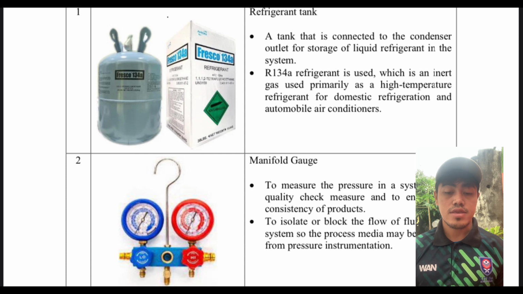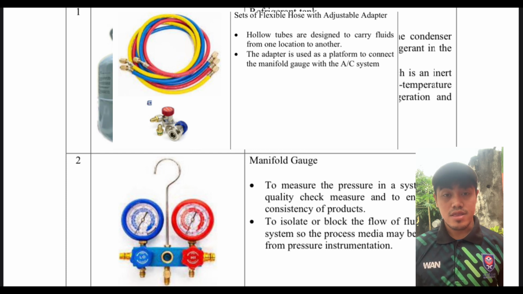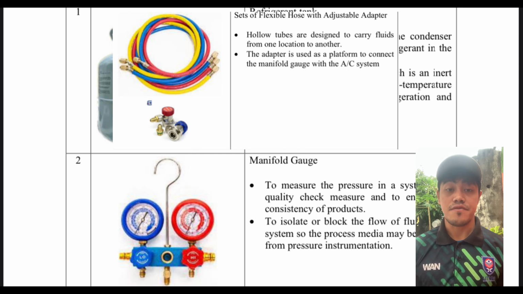The third one is the set of flexible hose and the adapter. The flexible hoses are used to carry the fluid, which is the refrigerant, to the system, and the adapter is used as the platform to connect the manifold gauge to the AC system.